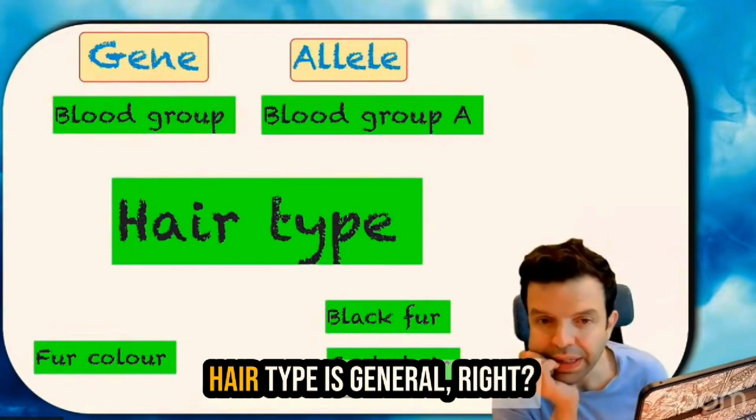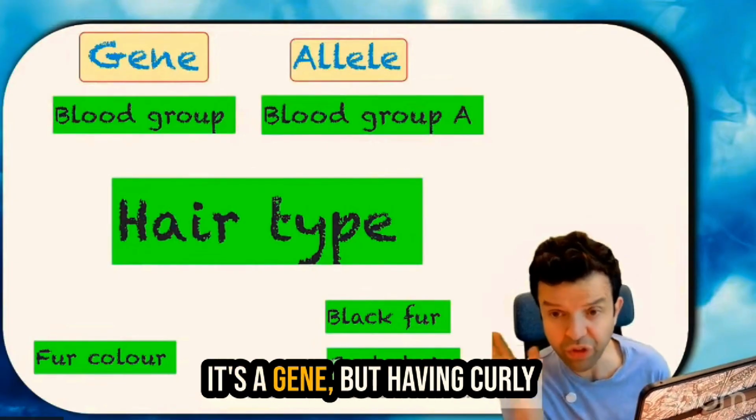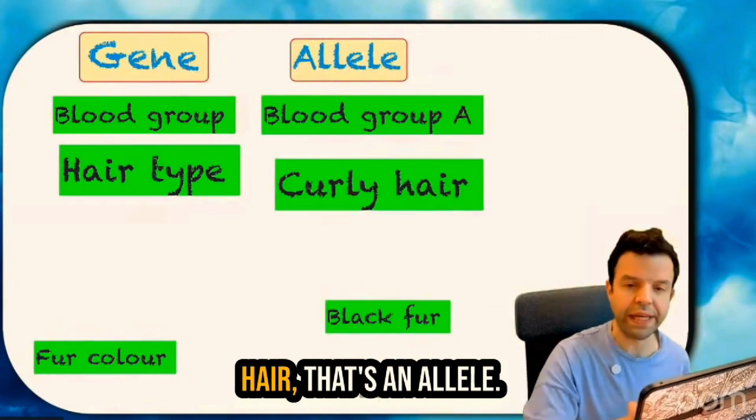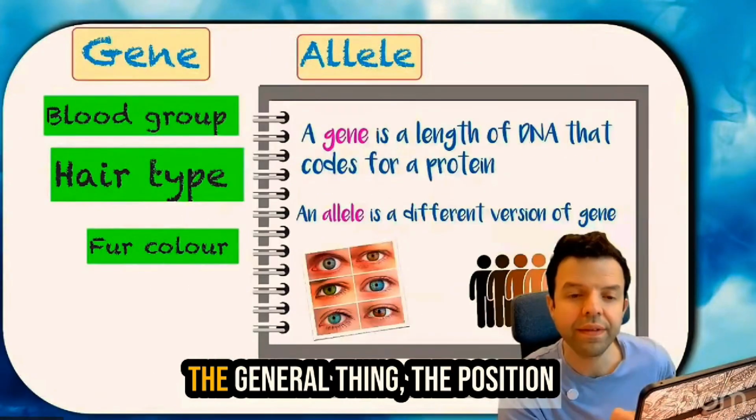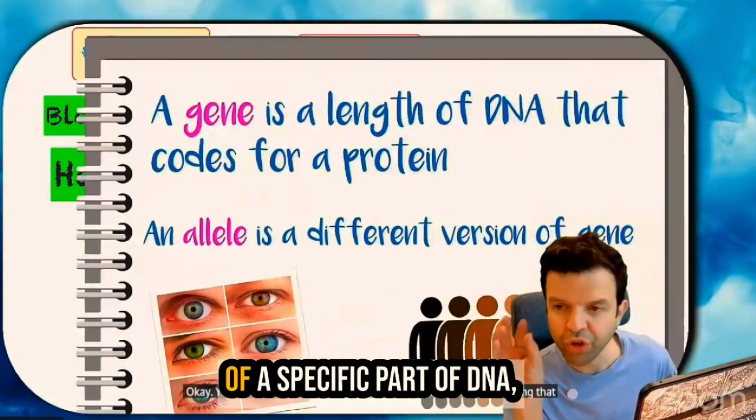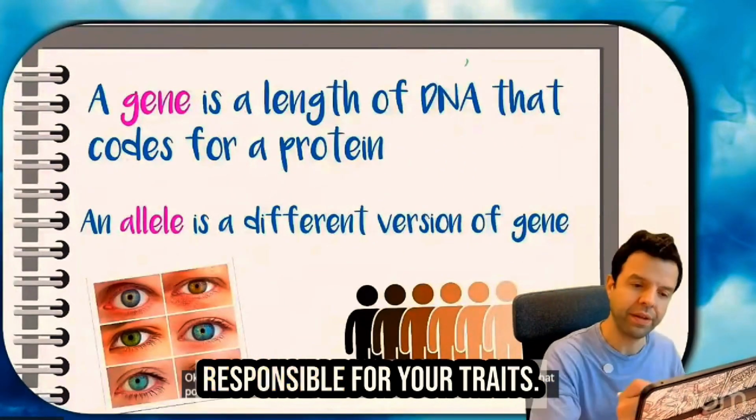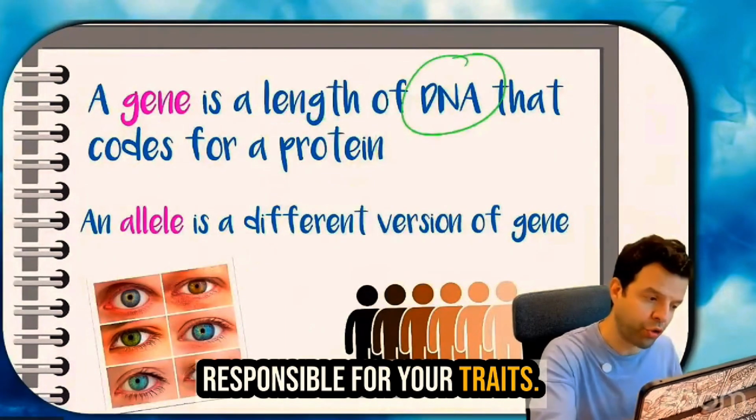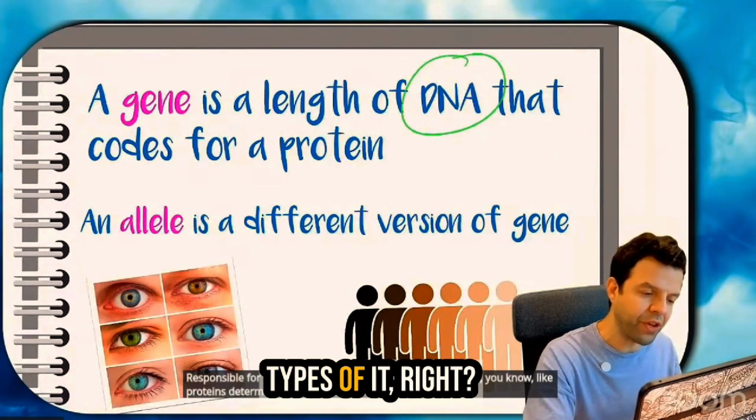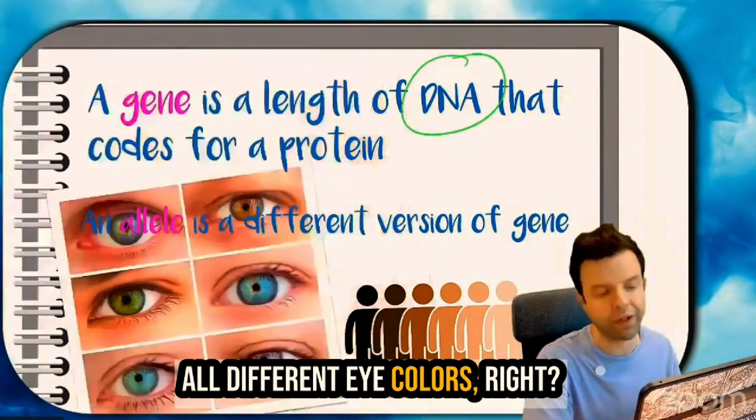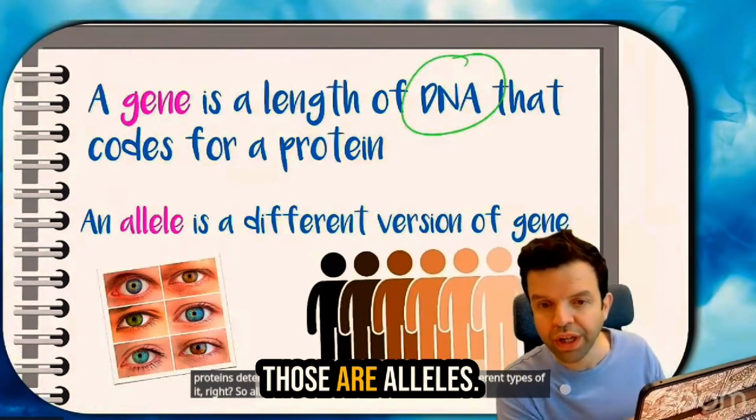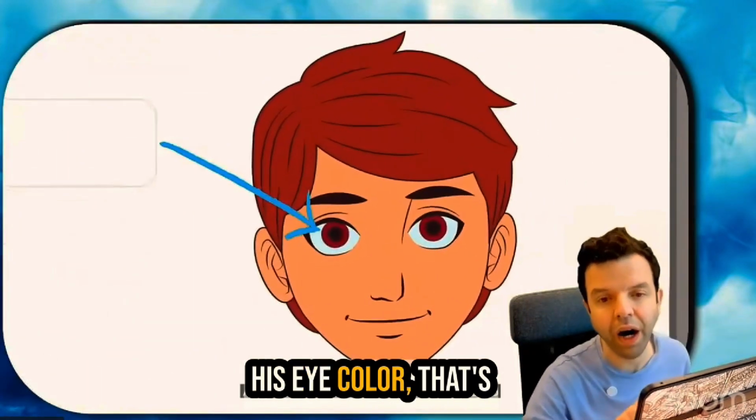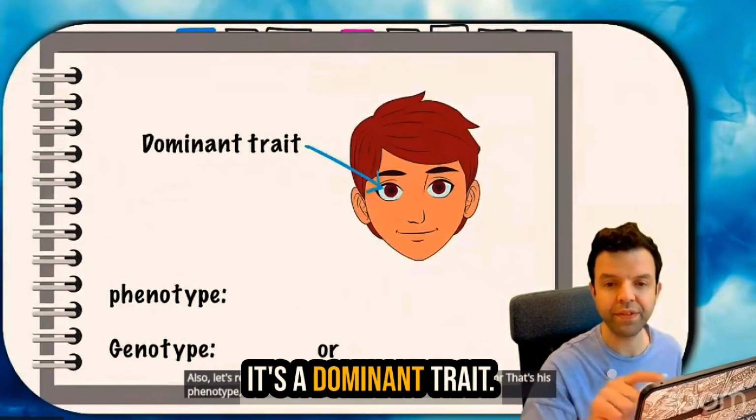Hair type is like what? Hair type is general, right? It's a gene. But having curly hair, that's an allele. Fur color is a gene. Okay. And black hair is an allele. So again, in other words, a gene is the general thing, the position of a specific part of DNA responsible for your traits. An allele is just different types of it, right? All different eye colors, right? Or all different skin tones. Those are alleles. His eye color, that's his phenotype, right? It's a dominant trait, brown.